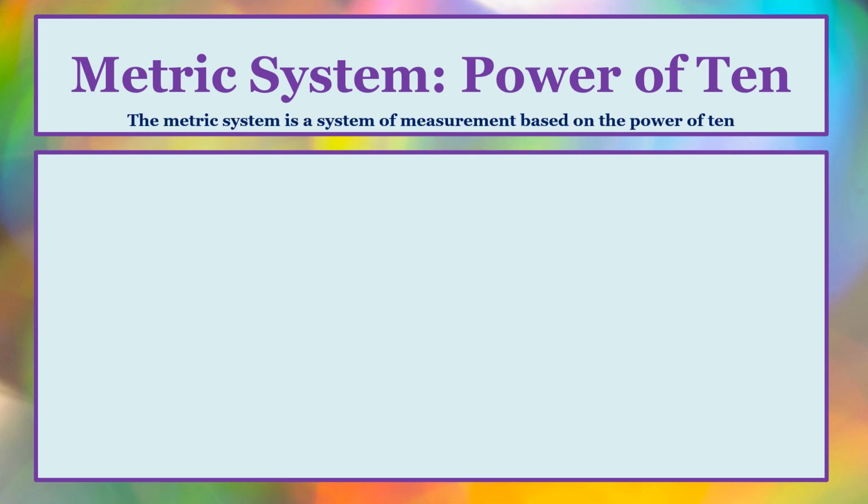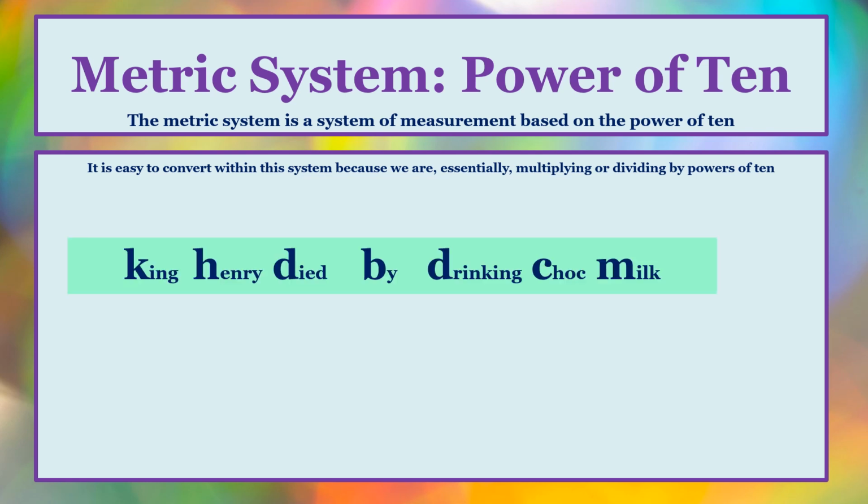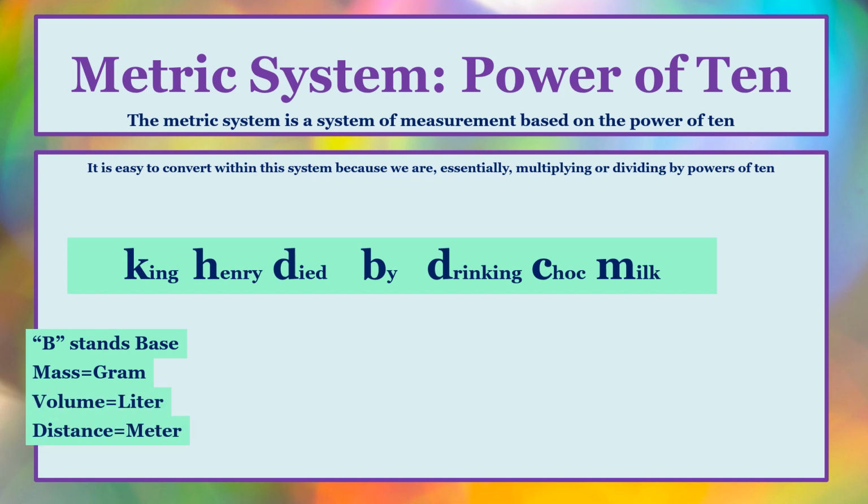The metric system is a system of measurement based on the powers of 10. And like I said before, it's easy to convert within the system because we're just going to be multiplying or dividing by powers of 10, which means we can just slide our decimal. So we have our metric system here, and our little sentence is going to be King Henry died by drinking chocolate milk. If you can remember that, it can help you get the system in order so you can do conversions in the system. And the B for by is going to stand for our base. And remember, our base will be either our mass, which is grams, our volume, which is liter, or our distance, which is going to be meter.